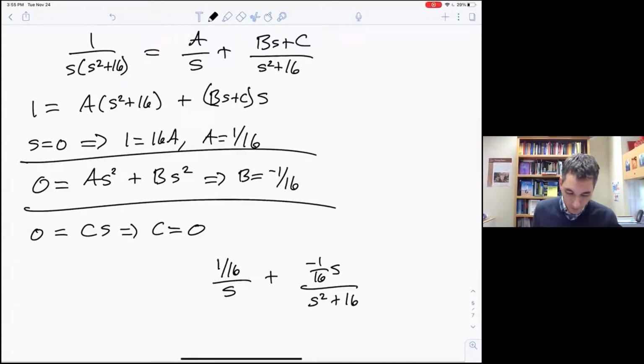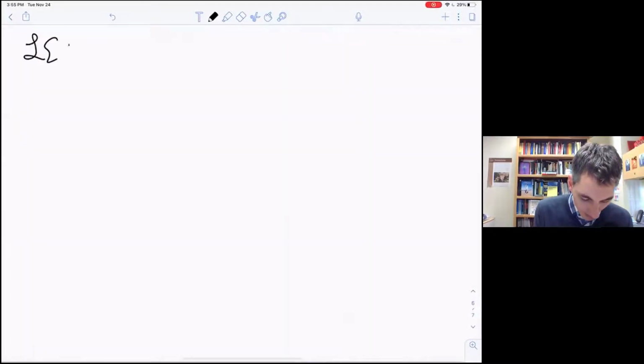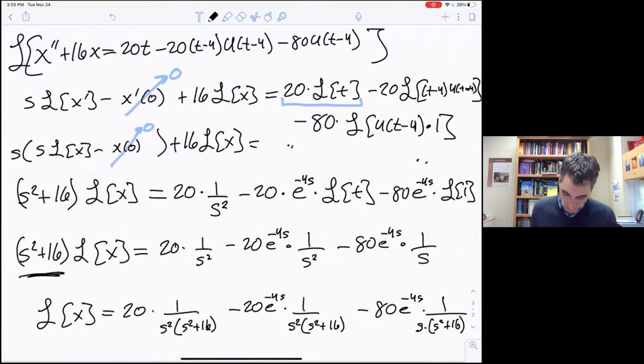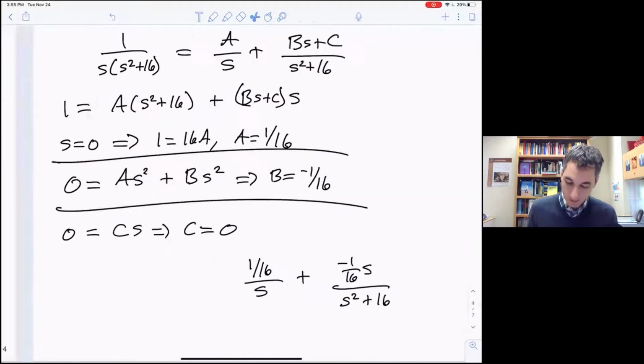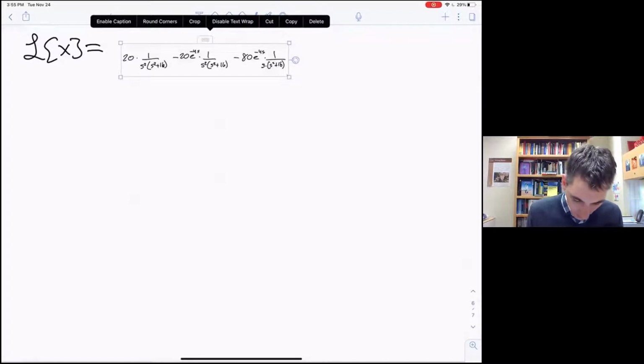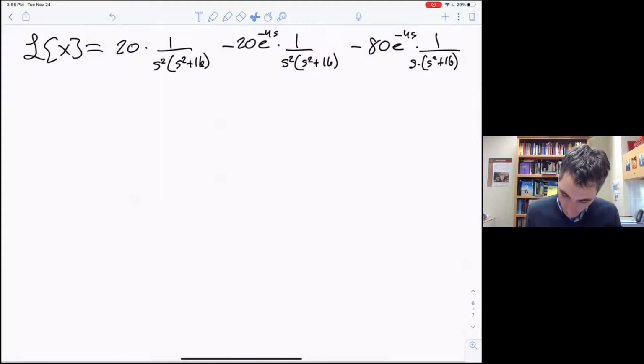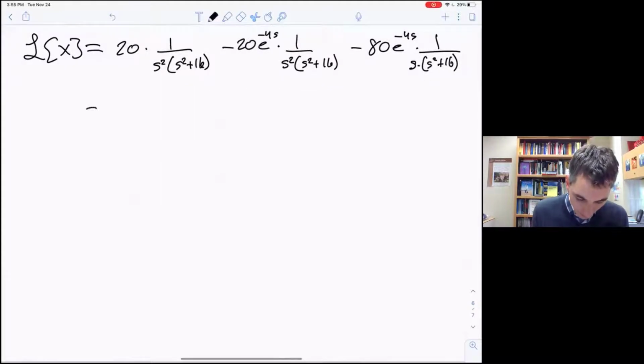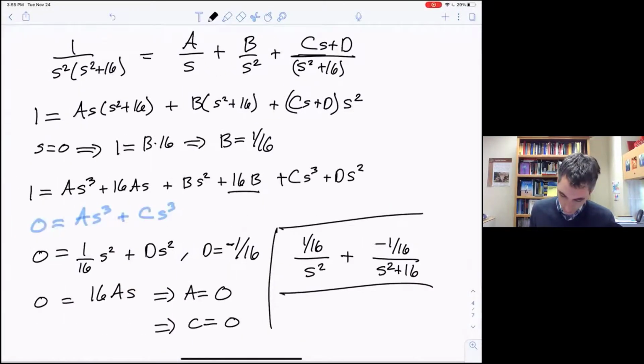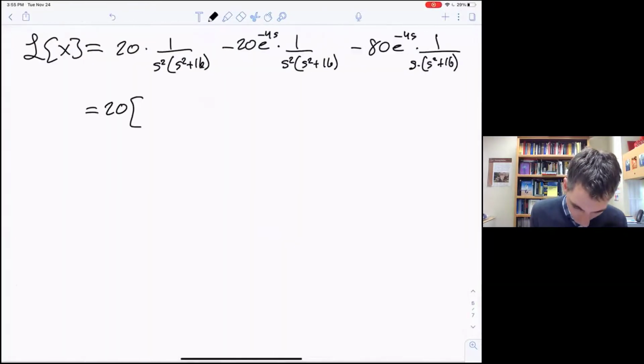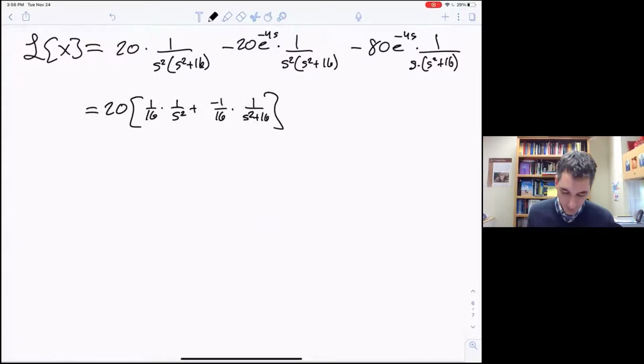Okay, so putting these two things together, we're going to have L of x, that's left-hand side, equal to this. Let me just copy this one more time here and paste it down. Oh, no, let me go back. Let me paste just the text here. There. Okay, so this is going to equal 20 times what we just figured out for s squared plus 16, which was 1/16 over s squared, and then negative 1/16 on s squared plus 16. Okay, that's the first term.